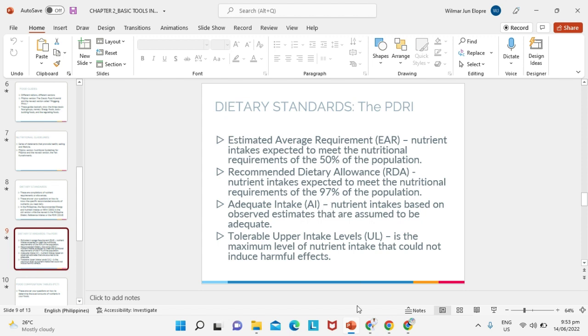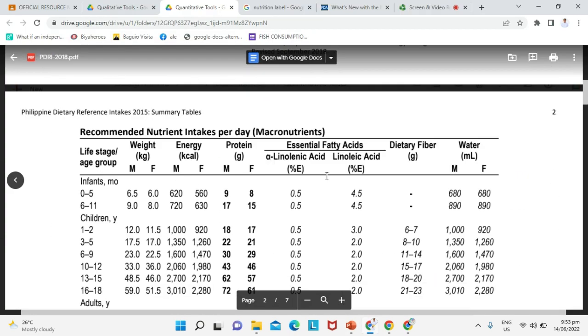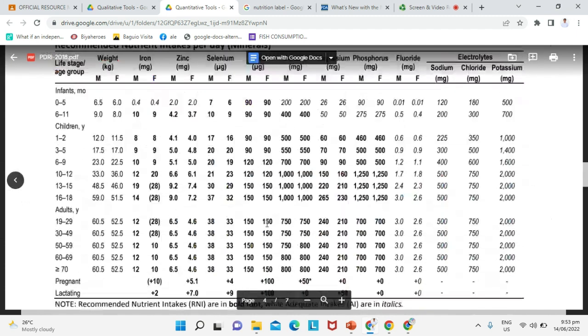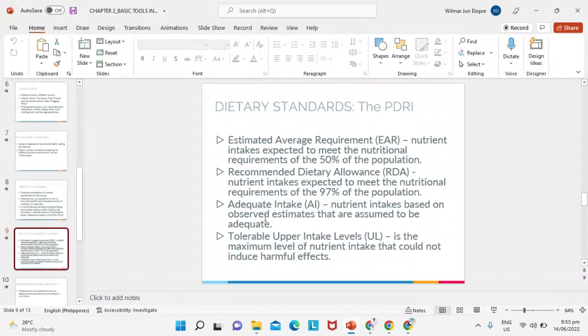Kani dili nganong wa man siya gibutang diri kay available man pud ang RNI ug EAR. Kay kaning AI gamiton ra man ni siya as reference if walay RDA or RNI or EAR ang isa ka nutrient. But since all of those nutrients have their RNI and EAR, so therefore AI for the nutrients in the PDRI are not shown. Okay.